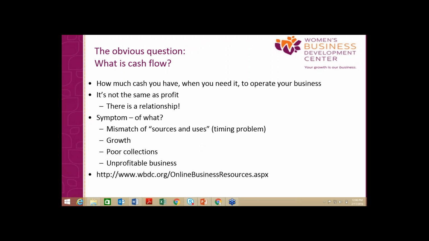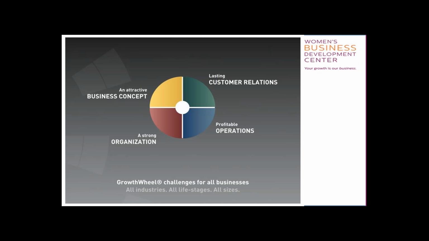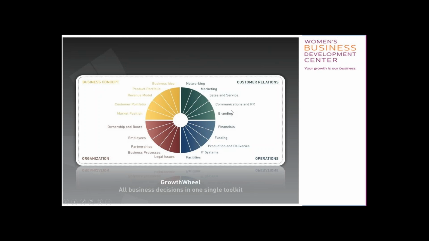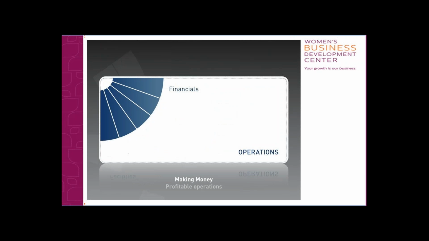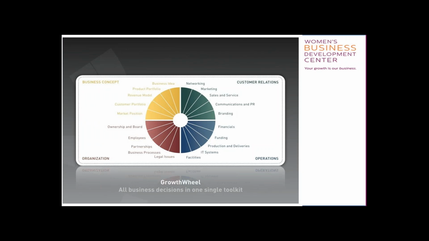But before we get into more, I want to just do a quick review of Growth Wheel. As you may recall, Growth Wheel is a tool based on the 4 quadrants of the circle that all businesses need to worry about. And then within each quadrant, you have focus areas that each business needs to worry about. And this one, we are focusing on financials, obviously, which is in the operations quadrant. So let's go to polls 3 and 4.